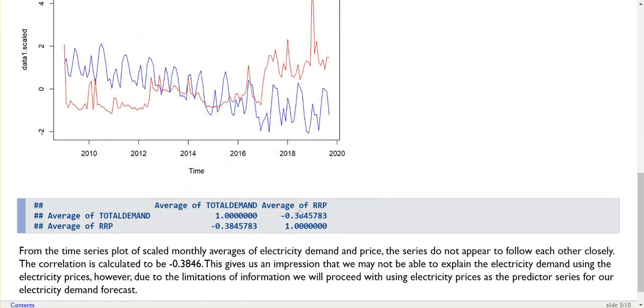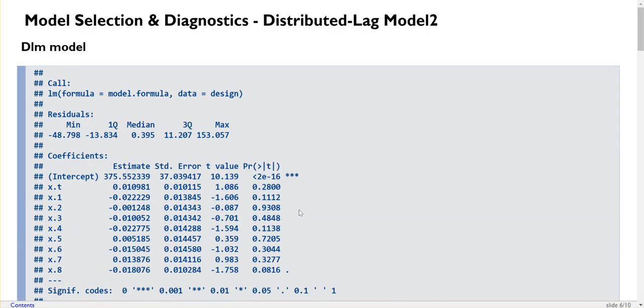When we check the correlation of the electricity demand and price, the series does not appear to follow each other closely. The correlation given is negative 0.38. However, we will continue to do our distributed lag models with this data and explore the results of the model. At this stage we know that due to the poor correlation, it's probably not the model that we're going to select. Anyhow, we have tested out three distributed lag models.